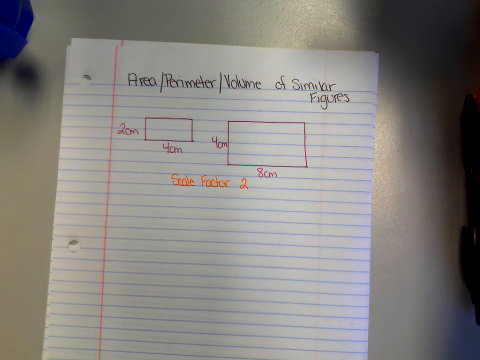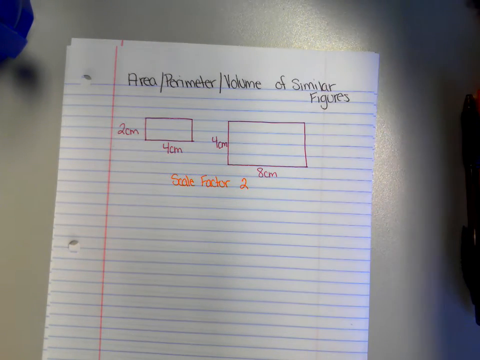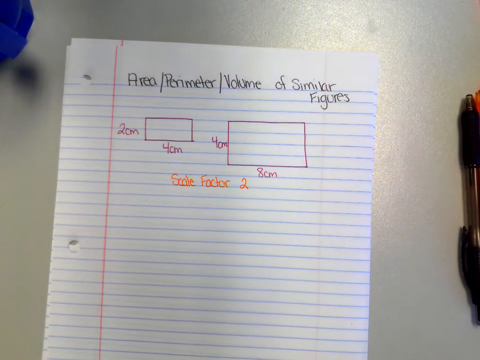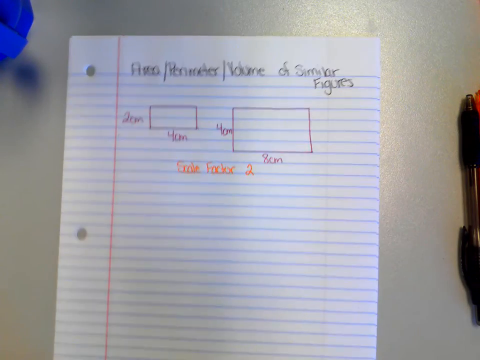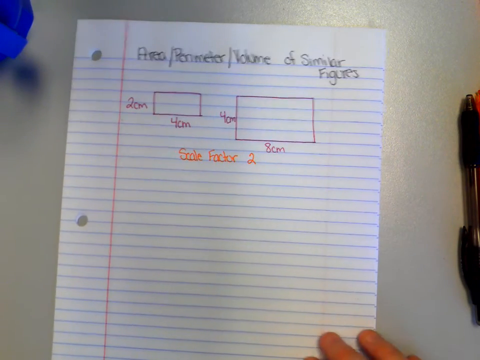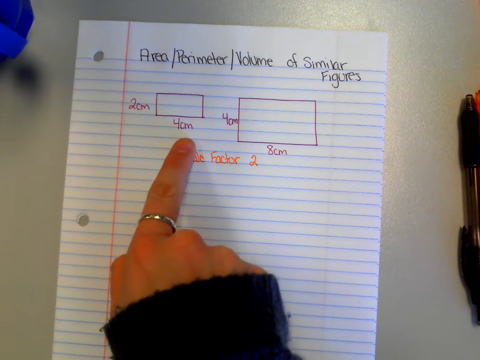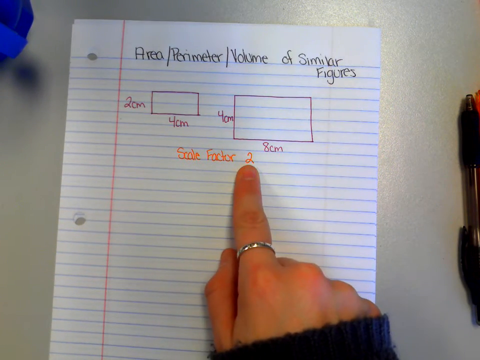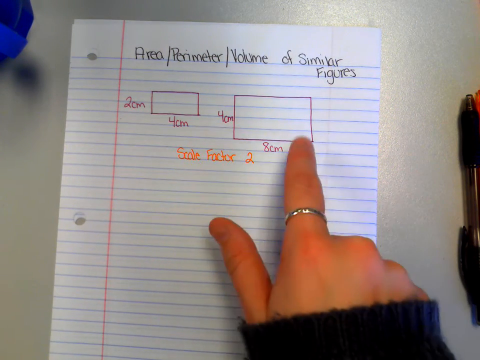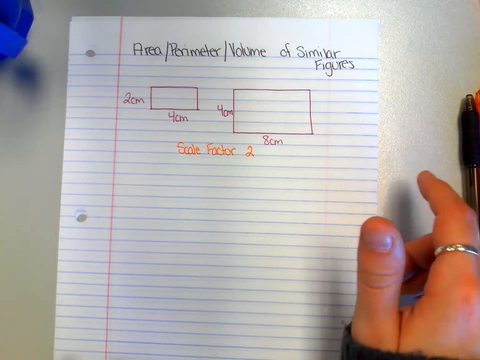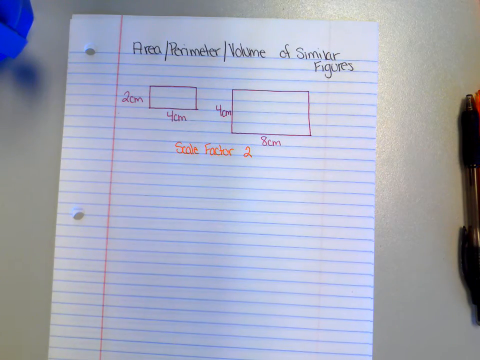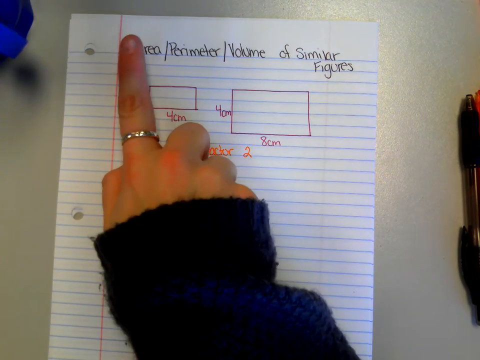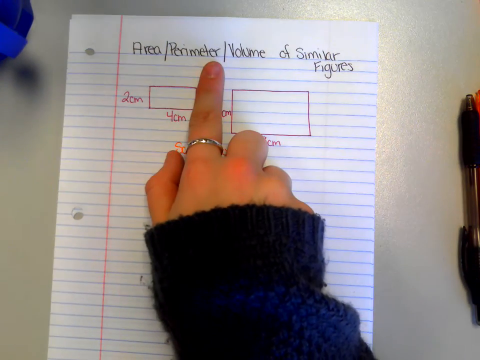All right, so we've talked about how scale factor affects the side lengths of shapes. So I've got two rectangles right here. The first rectangle was 2 centimeters by 4 centimeters. I dilated it by a scale factor of 2, and that makes my side lengths twice as big. All right, pretty simple. What we need to talk about today is how that affects your area, your perimeter, and your volume.